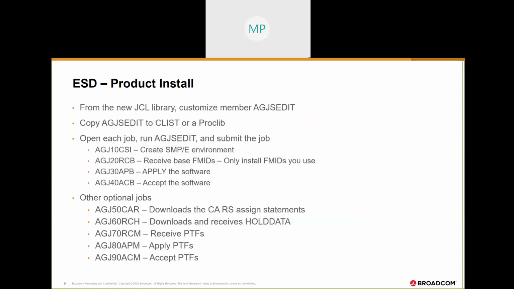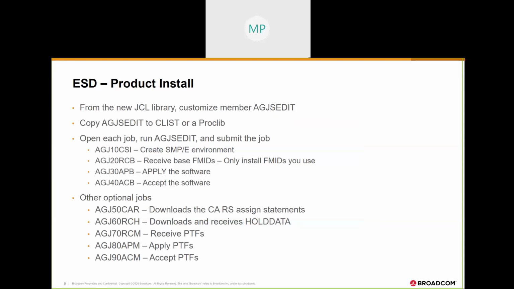Once the new dataset is created, you want to edit the member AGJSEdit. AGJSEdit is an edit macro used for customizing the installation jobs. There are a lot of variables to update, including the volume info, the CSI high-level qualifiers, zone names, and site-specific dataset names. Once this member is edited, you can copy it to a proclib or a CList.